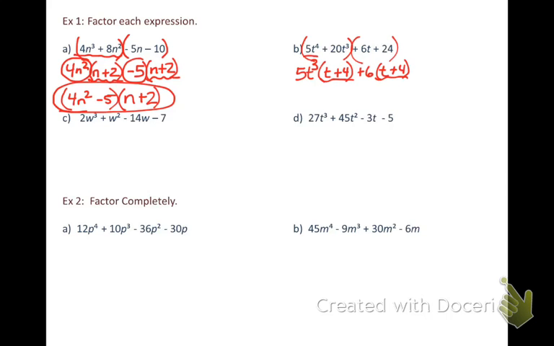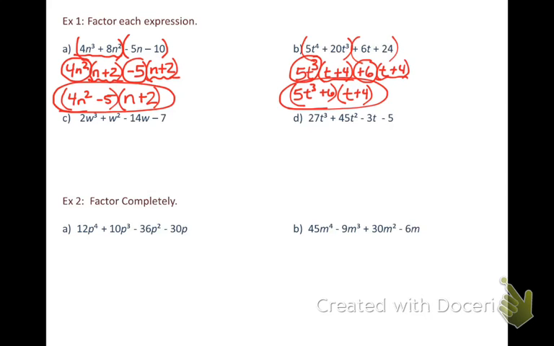So then, again, you take your 2 sets of numbers that are on the outside, and you put them together. So it would be 5t cubed plus 6 in parentheses, and then t plus 4 in the other set of parentheses. And there's your answer.